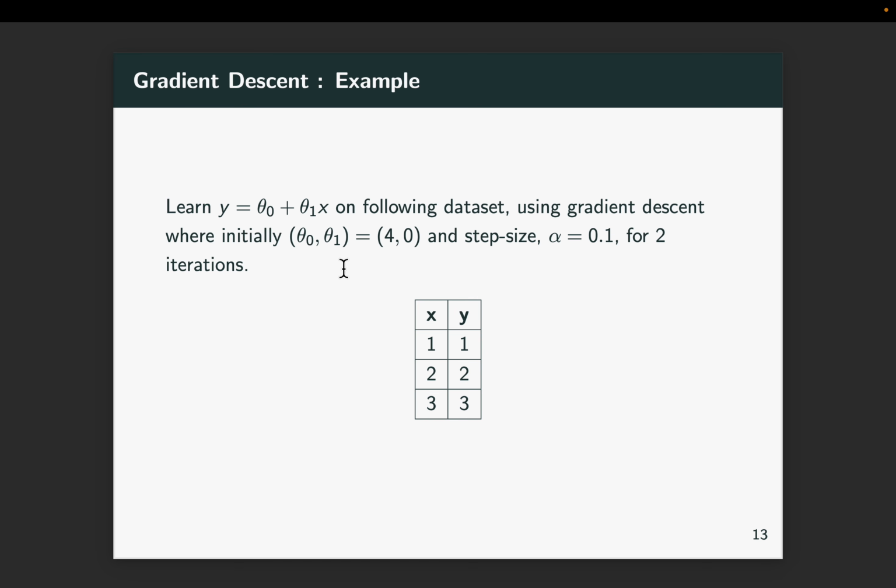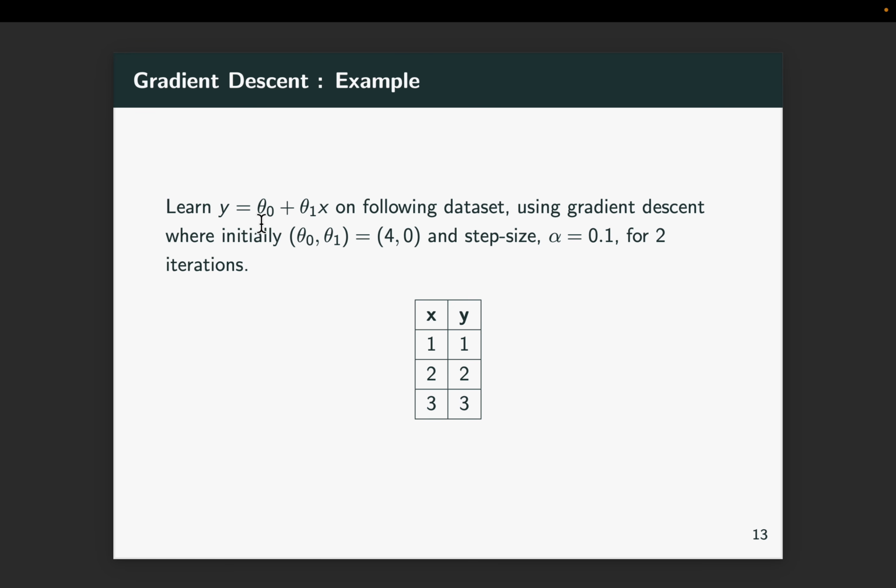We have a data set of x1, y1, x2, y2, x3, y3. We want to learn the relationship. We already know it by looking at the data. We have to initialize the theta vector to be 4, 0. Our step size we choose to be 0.1. We want to solve it for 2 iterations.